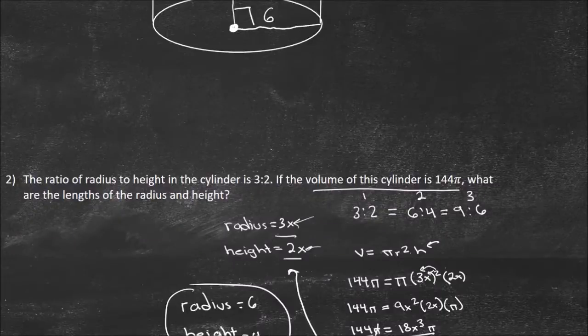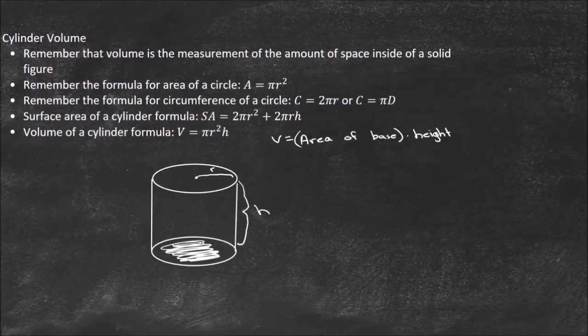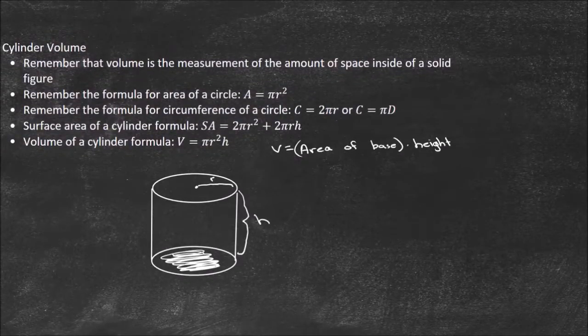I think that's all I have for today. We'll get into some more practice with volume and surface area of cylinders in a later video. So remember the formula here, understand the intuition, just taking the area of the base and multiplying by the height.